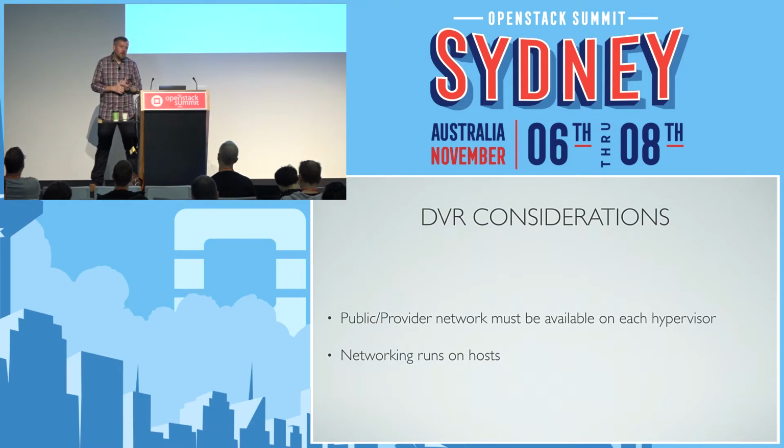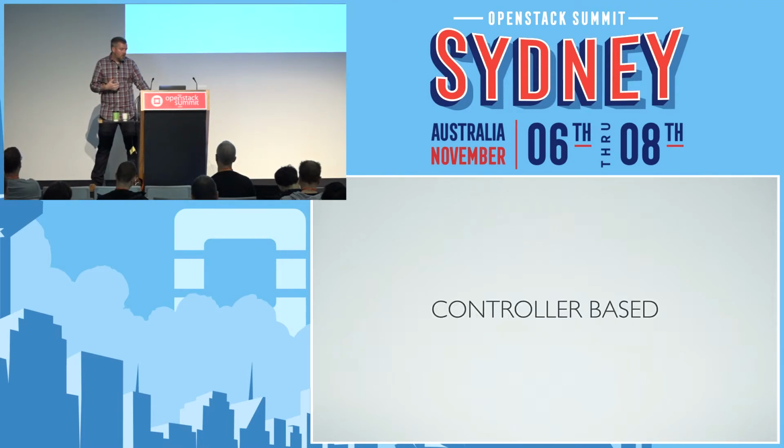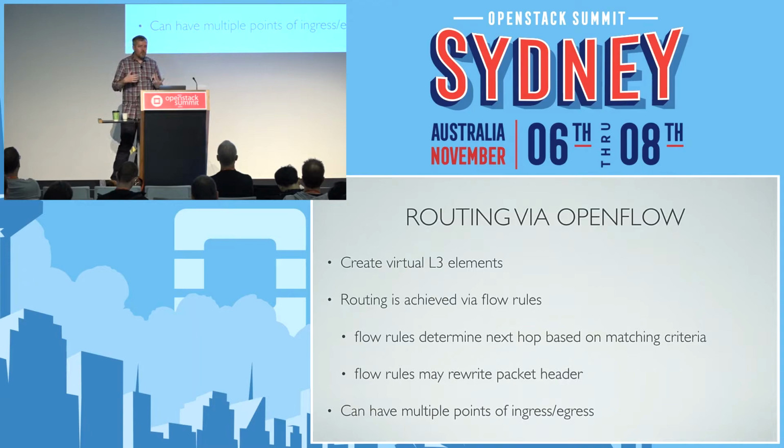with Neutron, it's always been pluggable. You've had monolithic plugins, you've had ML2 plugins. One of the other differences from the reference implementation is controller-based solutions. One of the ways you can do routing, and this is generic, not specific to any one solution, is via OpenFlow rules or flow rules, where you can create virtual L3 elements. You can run the entire L3 topology by applying flow rules. You can take a packet, look at it, decrement the TTL, rewrite headers, and then determine what the next hop is after applying all the rules.